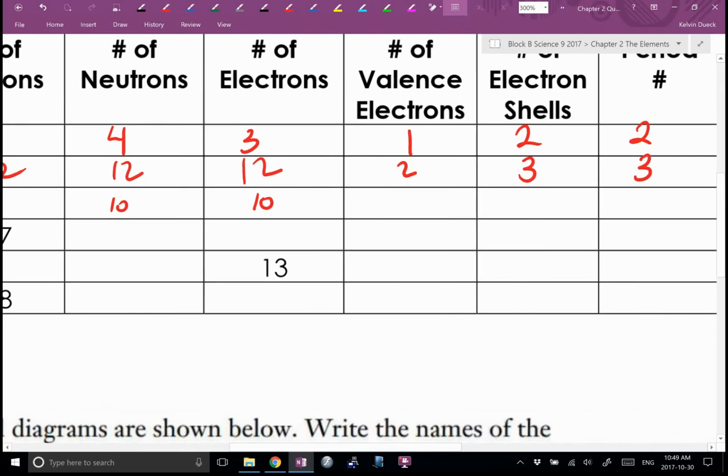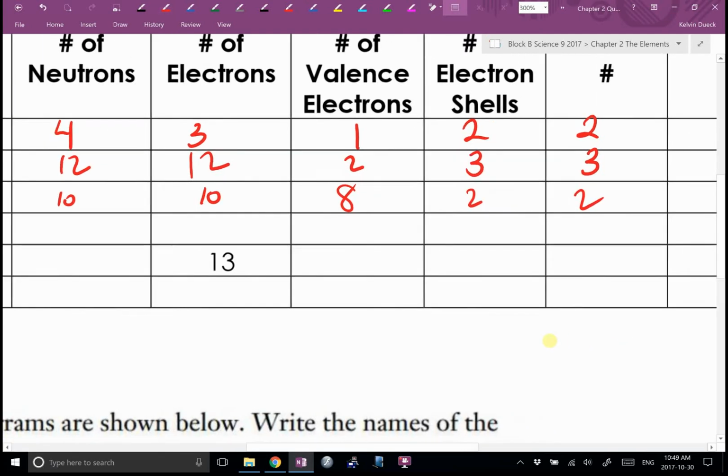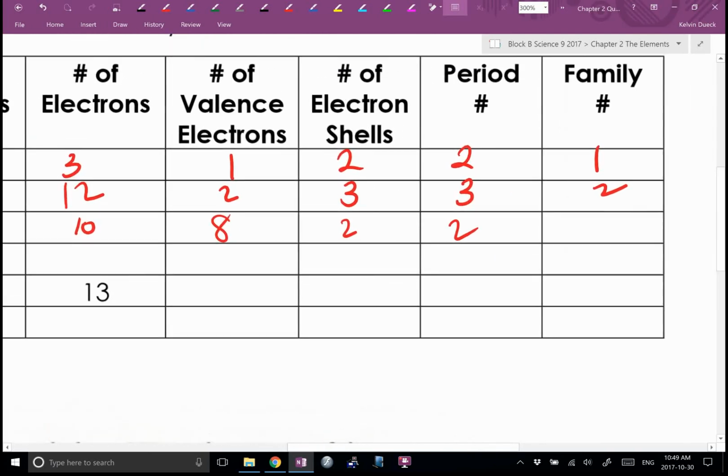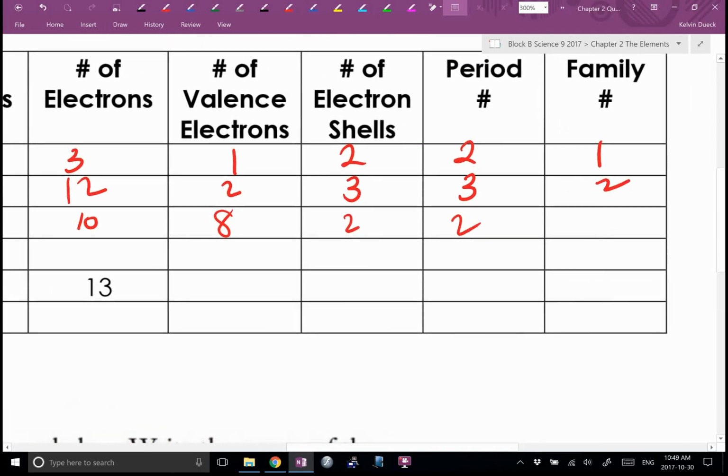Number of valence electrons. It's a noble gas. It's got a full shell, and it's in the row that has 8. Number of electron shells, 2, period 2. Yes? I think right. Yeah, had me worried. Family number 18, the noble gases.